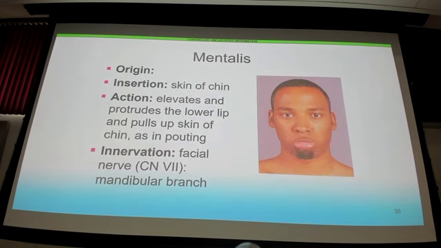You're getting close. We don't have too many more of these. Mentalis. Mental meaning chin. We already know that the chin is your mandible, so that gives us our mandibular branch. And so all we got to figure out is what it does. Well, it elevates your lower lip and pulls the skin out, as in you're pouting. Right? Bringing that lip up and out. I'm pouting, I'm mad. I did not get the toy at Walmart, that kind of thing.